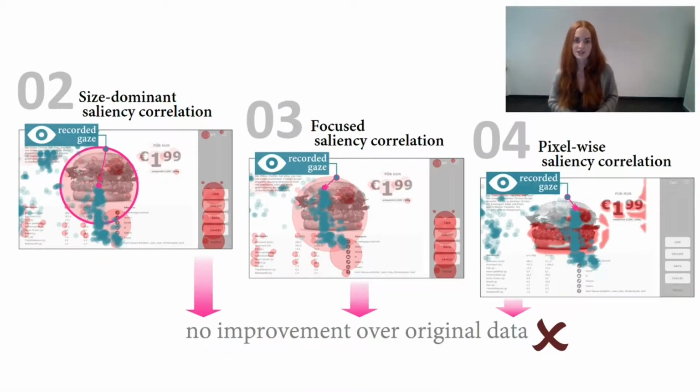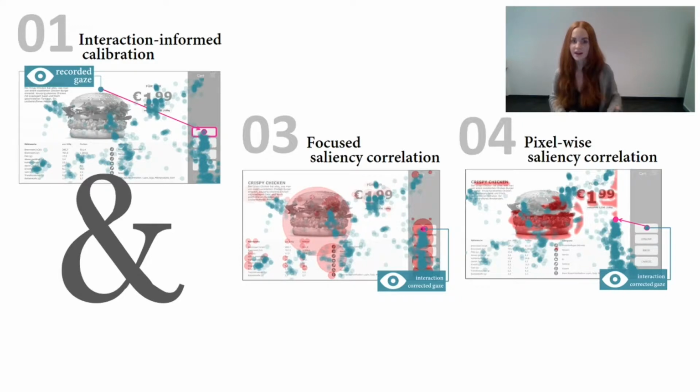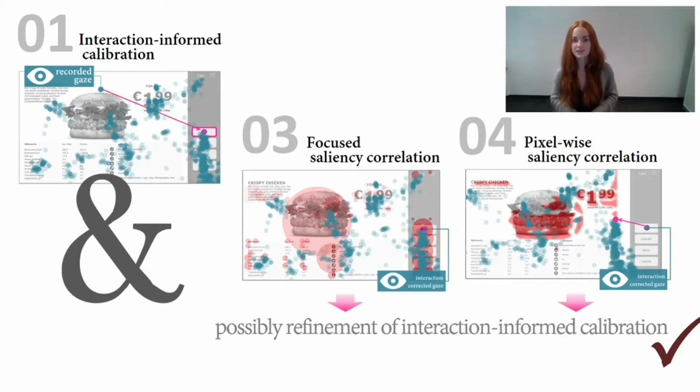Unfortunately, none of these strategies led to more accurate gaze data when applied alone. However, we suspected that calibration based on the closest large object or individual pixel might be beneficial if the original data is already relatively accurate. We therefore applied these 2 calibration strategies to gaze data that had already been corrected based on interaction-informed calibration. And this indeed resulted in an even more refined calibration in the case of focused saliency correlation.